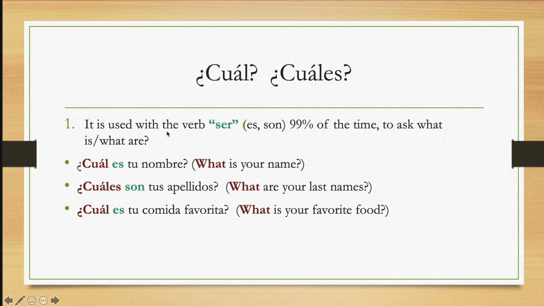¿Cuál y cuáles? It is used with the verb ser 99% of the time, to ask what is or what are. So, ¿cuál es tu nombre? ¿Cuáles son tus apellidos? ¿Cuál es tu comida favorita? So it's being used with the verb ser most of the time. Only 1% of the time you use qué to ask for definition or explanation. So with the verb ser, most of the time you'll be using cuál.